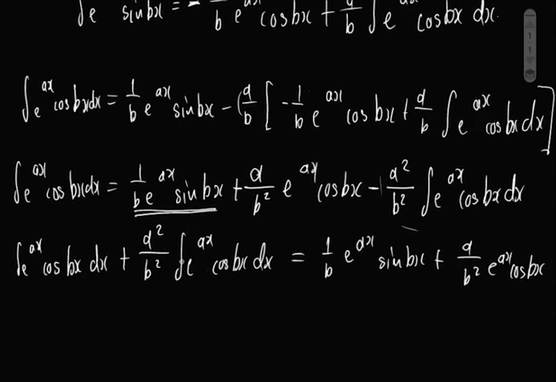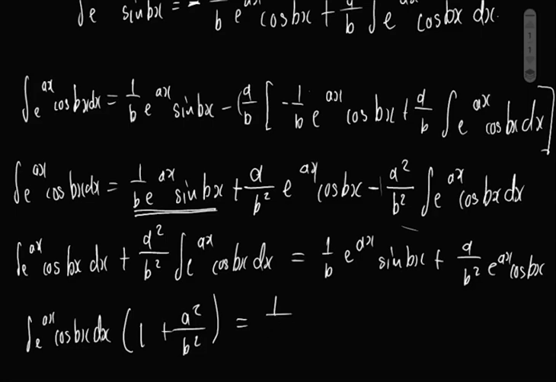Now what do we factor out? We factor out the integral of e to the ax cos bx dx. So it's the integral of e to the ax cos bx with respect to x that is factored out. Here we remain with 1 plus here we remain with a squared over b squared. And this is equal to 1 over b e to the ax sine bx plus a over b squared e to the ax cos bx.